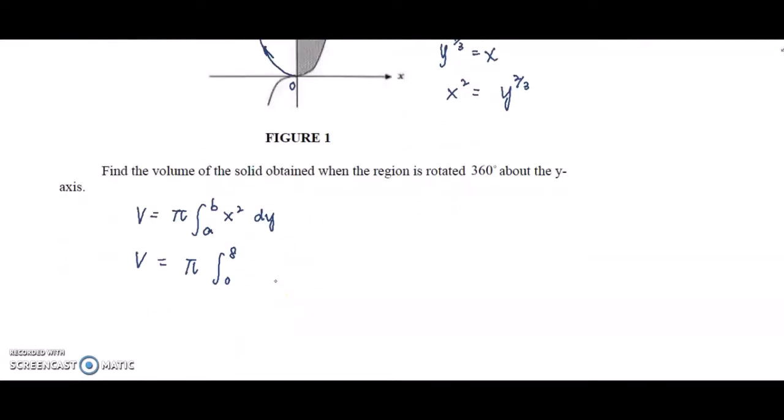So now I just put in my x squared inside. That is my y to the power of 2 over 3. I'm going to integrate with respect to y. Alright. Then you integrate y to the power of 2 over 3. How do we integrate this? We just increase the power by 1. I got my y to the power of 5 over 3, then divided by 5 over 3. The 3 you can bring up here.